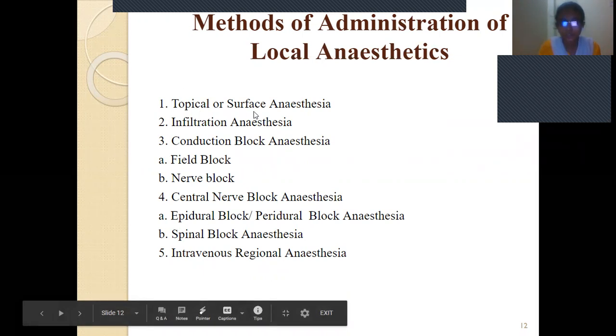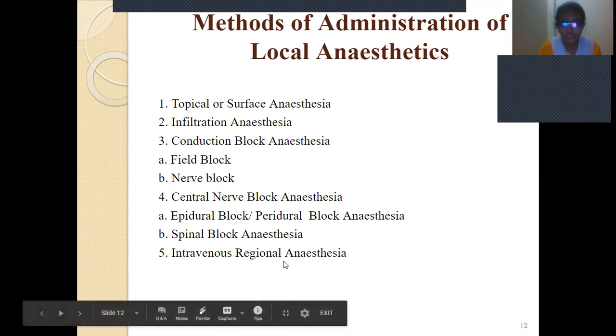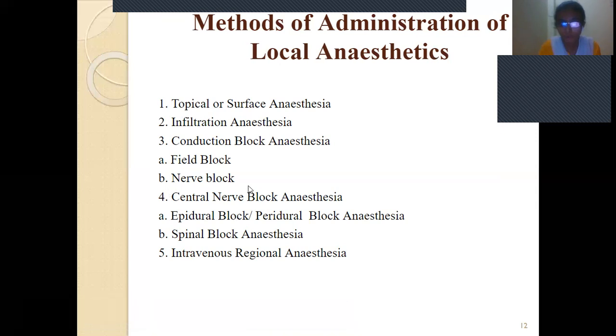Topical or surface anesthesia, infiltration anesthesia, conduction block anesthesia, central nerve block anesthesia, and intravenous regional anesthesia. Conduction block anesthesia is divided into two types, field block and nerve block. Central nerve block anesthesia is also of two types, epidural block and spinal block anesthesia.